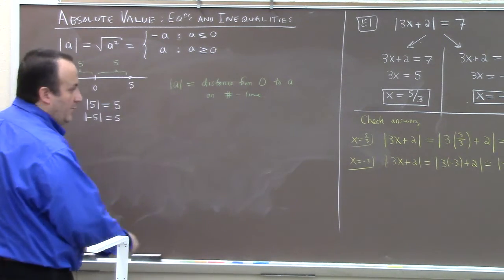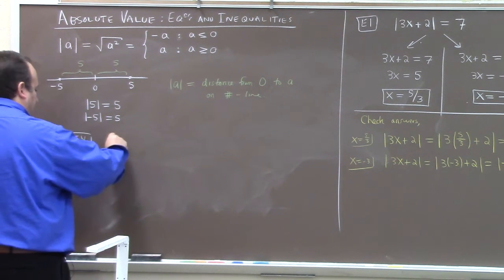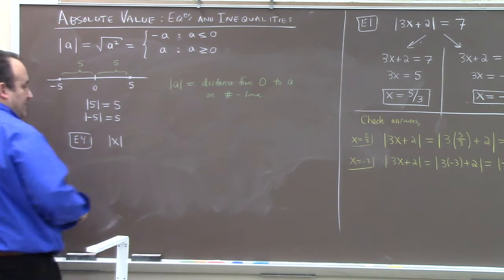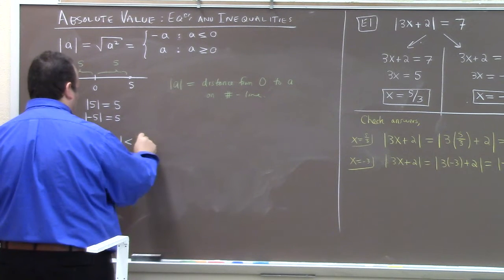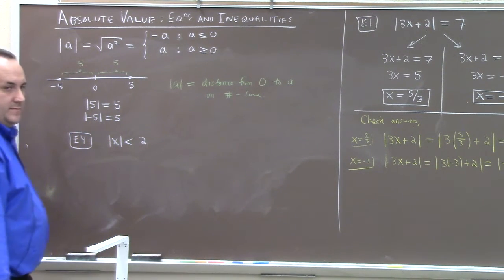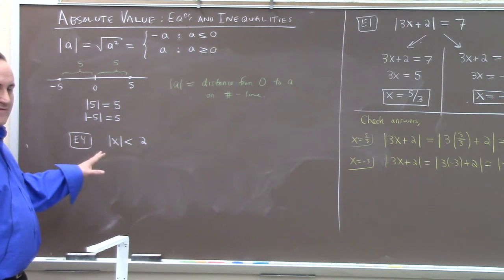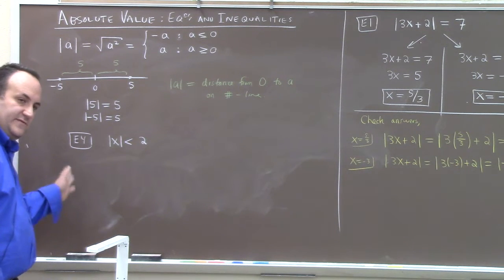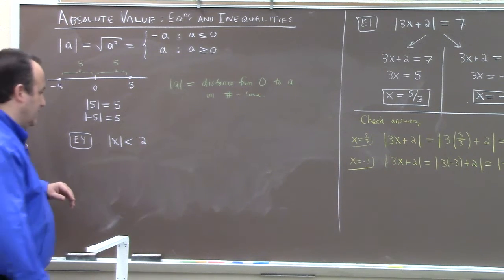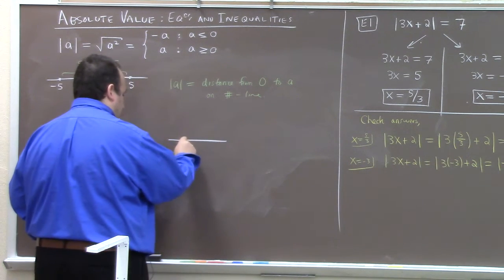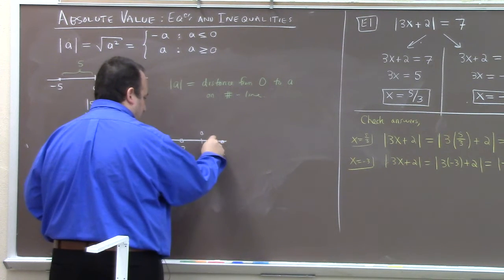Example 4. What if I wanted you to solve the absolute value of x is less than 2? What does that say in geometric terms? That says that the distance from 0 to x is less than 2 units. Not even 2 units, less than 2 units. So if I drew a picture of it, we got minus 2 over here, 2 over here, 0's in the middle, and x has got to be in here somewhere, right?